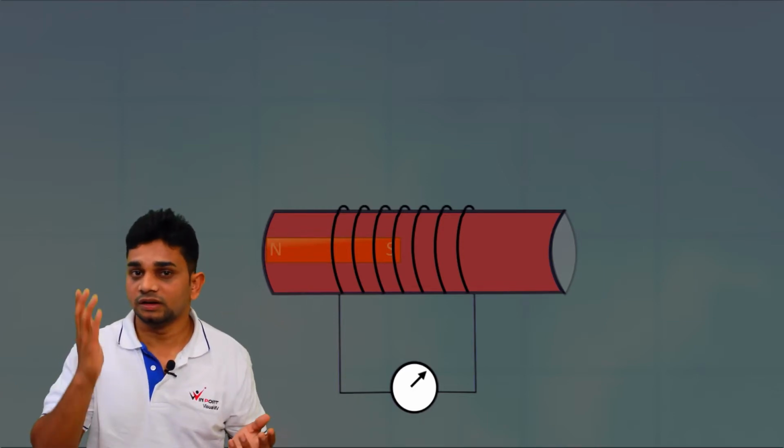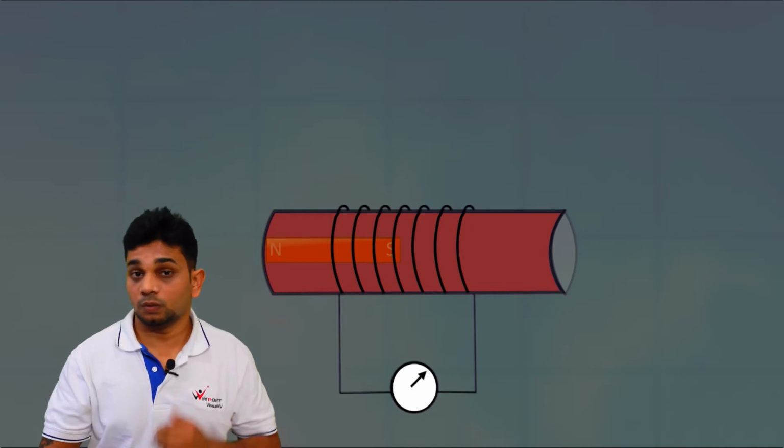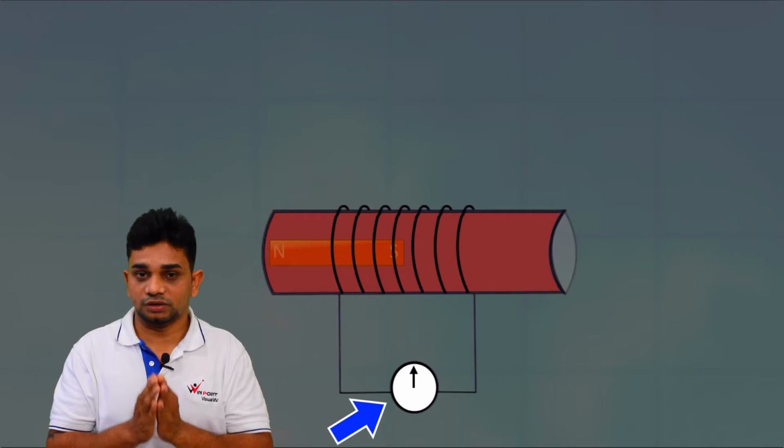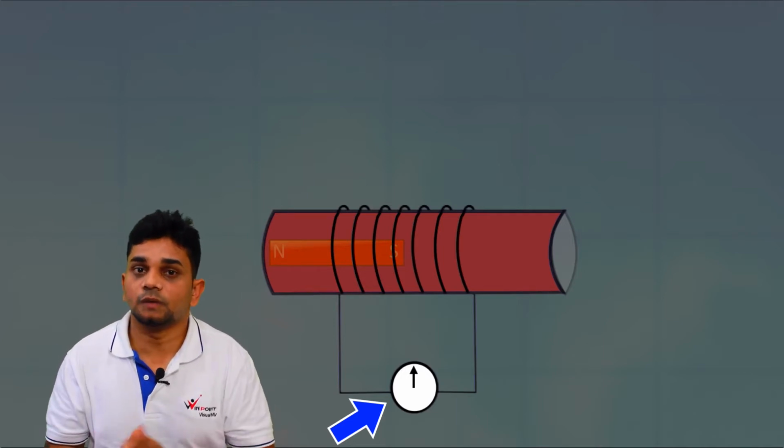Now the magnet is not moving, it is at stationary position. So what is going to happen? There is no change in magnetic field. It will come back to the same position. Your galvanometer is giving a reading of 0.